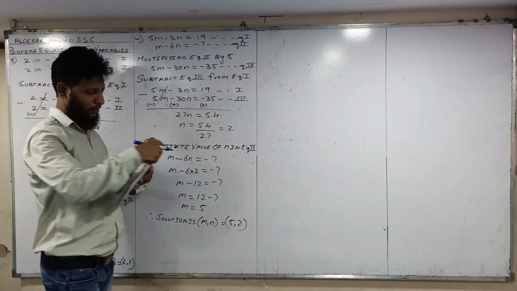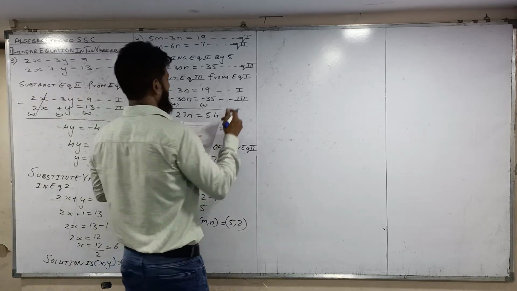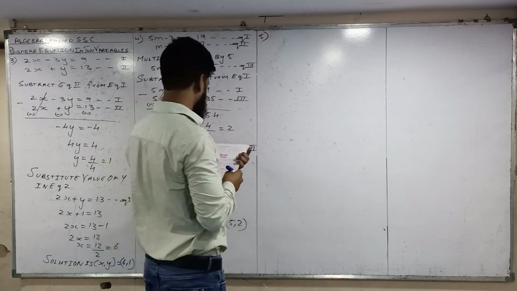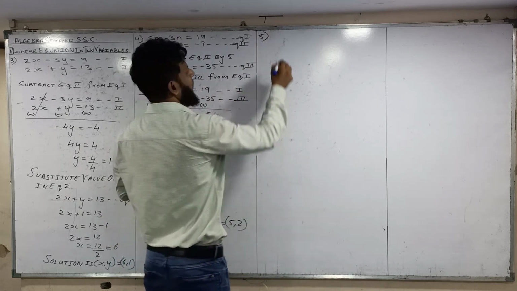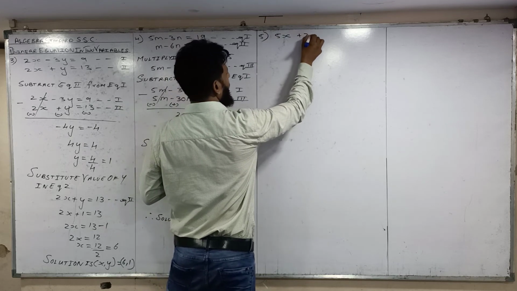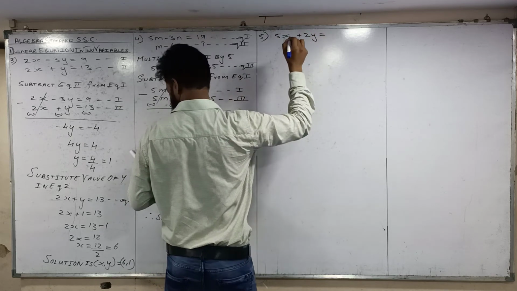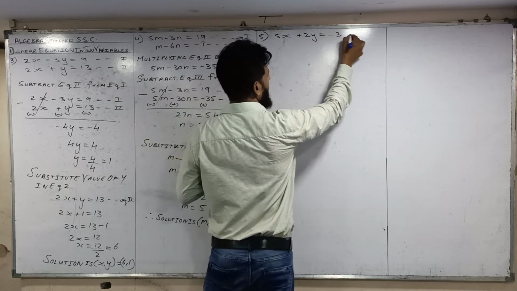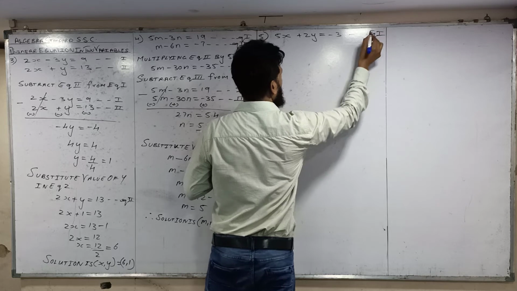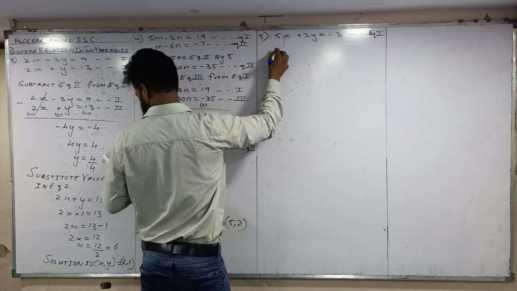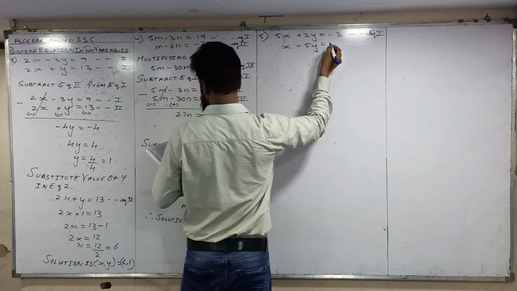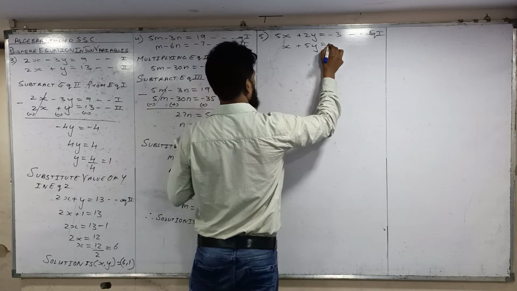Now come to question number 5. 4 done. 5x plus 2y is equal to minus 3, our first equation. Okay. Then x plus 5y is equal to 4.